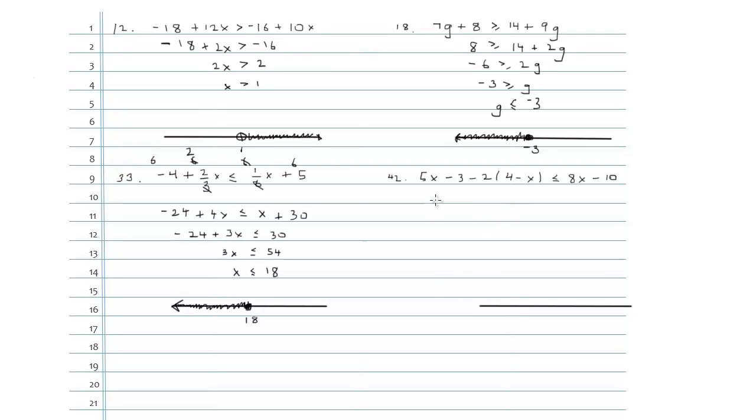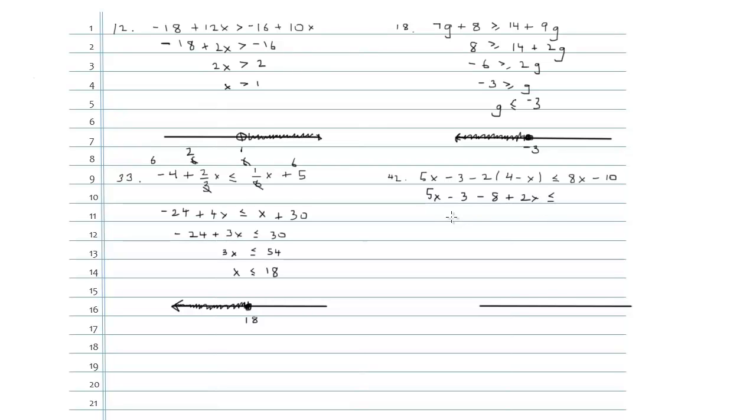And this one here. Let's simplify this left side before we do anything. So 5x take away 3. I'll distribute my negative 2. Negative 2 times 4 is negative 8. Negative 2 times a negative x will be a positive 2x.